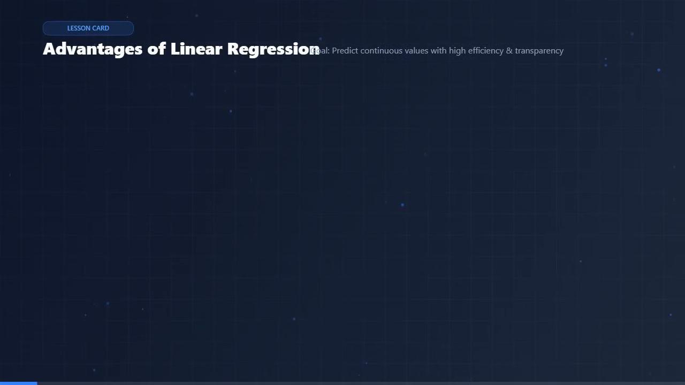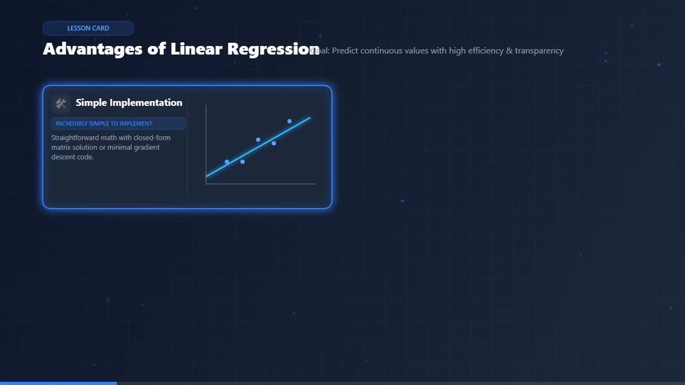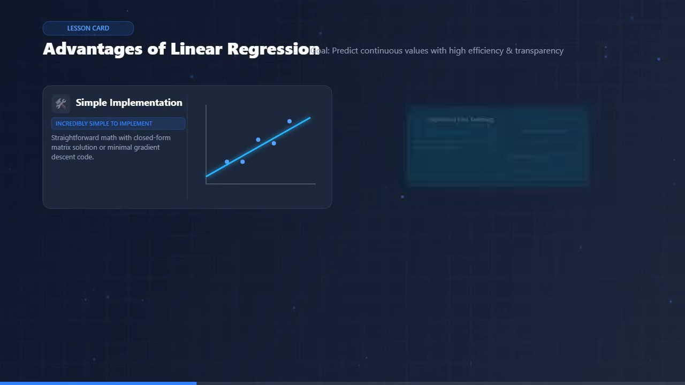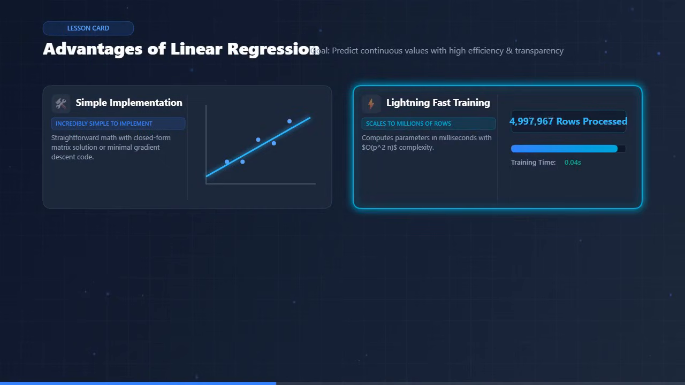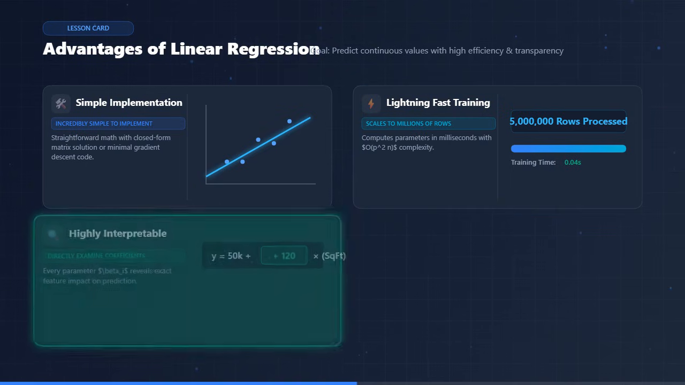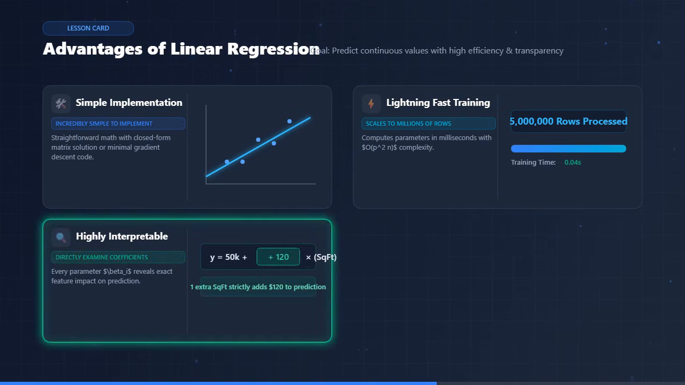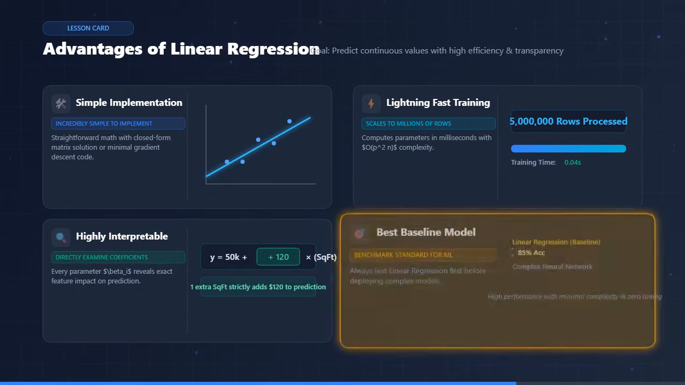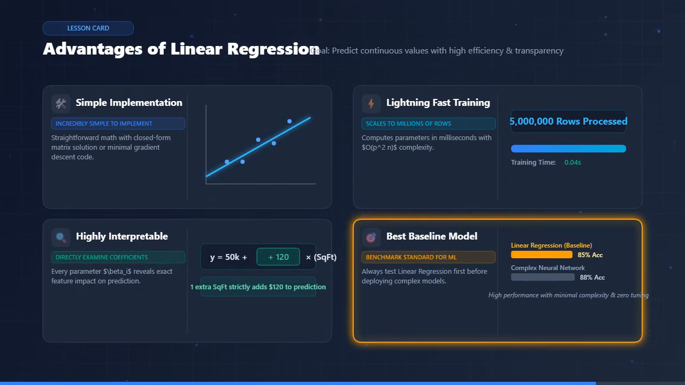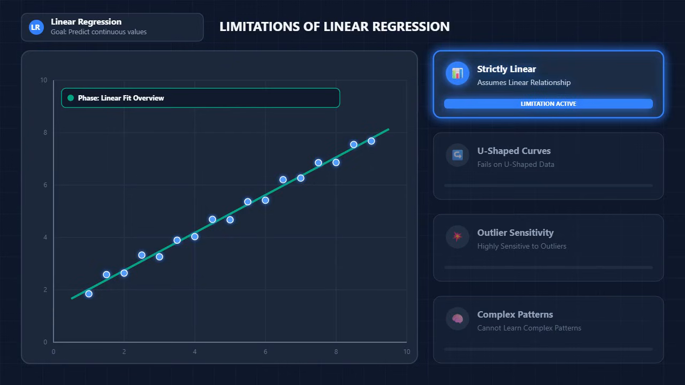What are the advantages of linear regression? It is incredibly simple to implement. It is lightning fast to train, even on millions of rows. It is highly interpretable. You can look at the coefficients and understand exactly why it made a decision. It's often the best baseline model, but it has limitations.